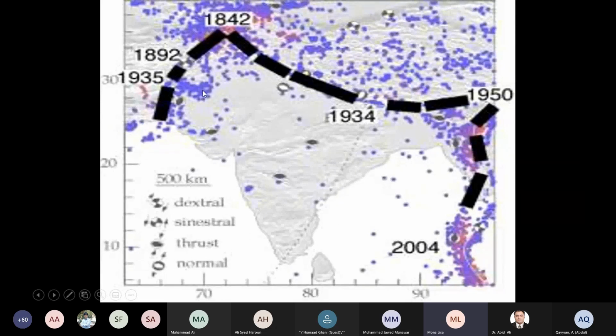Similarly, near the Suleiman Fold and Thrust Belt, we again have a clear cluster and clear pattern of earthquakes. All these earthquakes, as we know, are generated by active faults, and they indicate that in these areas where the epicenters are more clustered, there are faults which are more active as compared to their surroundings.